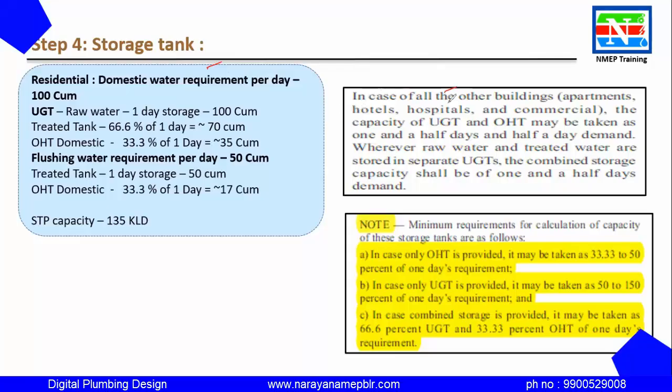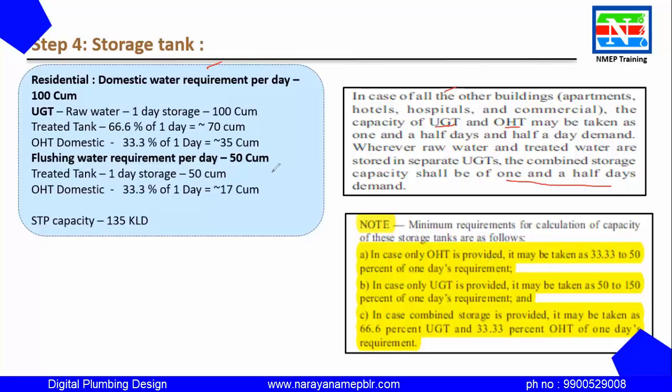See, in case of all other buildings, apartment, hotel, hospital and commercial, the capacity of underground tank and overhead tank may be taken as 1.5 days and half a day demand. That means 2 days storage basically. Whereas raw water and treated water are stored in separate UG tanks, the combined storage capacity should be 1.5 day. And for overhead tank, you can go for 50% storage, half the storage. Here it is mentioned.